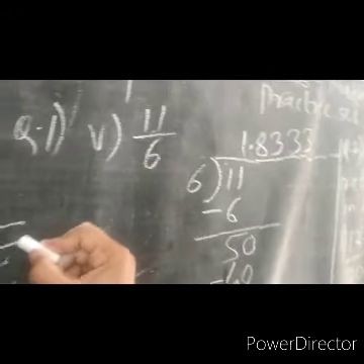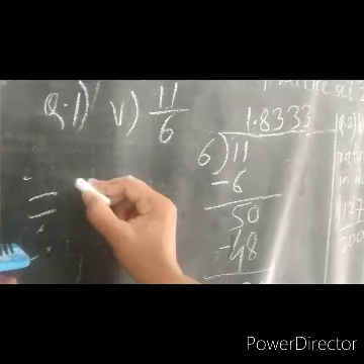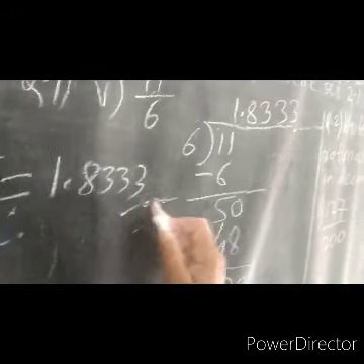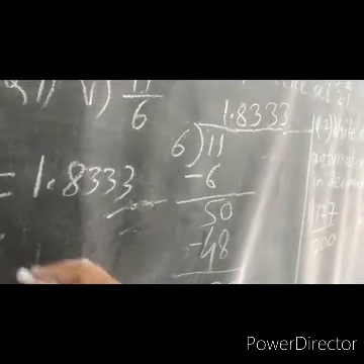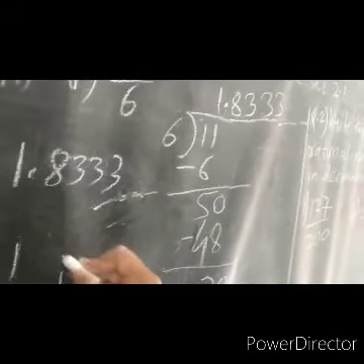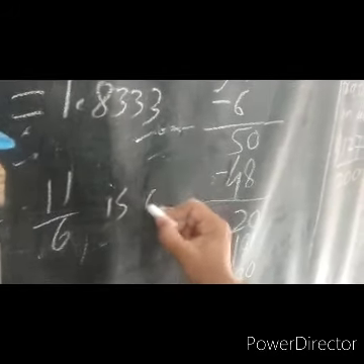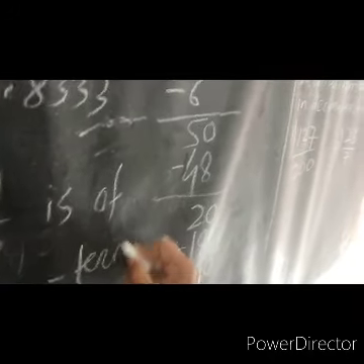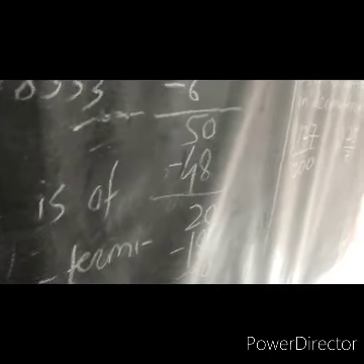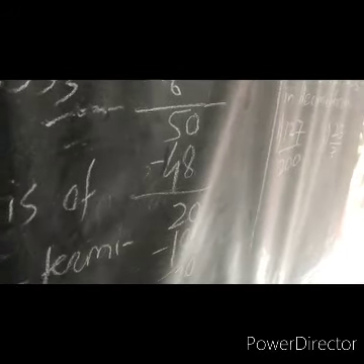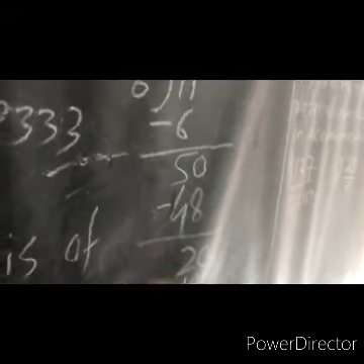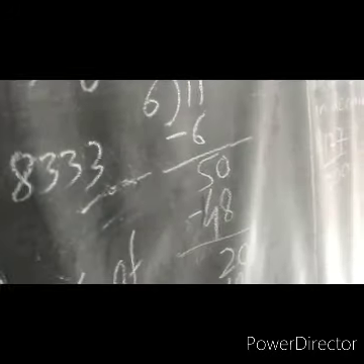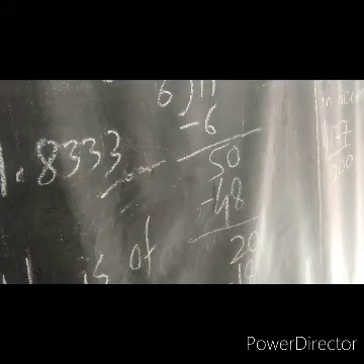Therefore the answer, 11 upon 6, that is 1.8333 and so on, and therefore 11 upon 6 is of non-terminating type. Non-terminating means the process never ends. Non-terminating, recurring. Recurring means after this decimal point, these numbers are coming again and again. Non-terminating, recurring type.